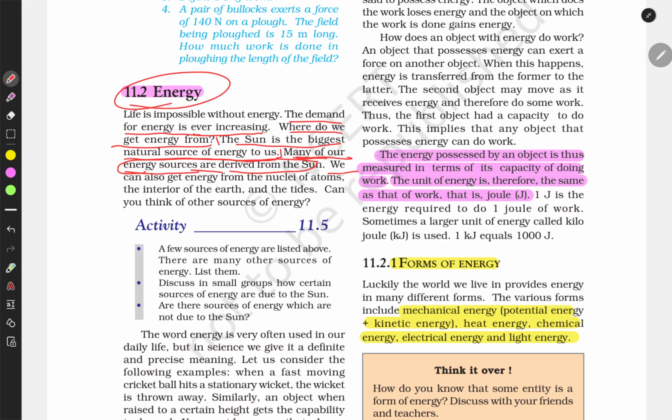and we also get energy from the nuclei of the atom, the interior of the earth, and tides. These are some natural forms of energy. And the sun gives energy through photosynthesis. The plants make food, and humans eat that food.